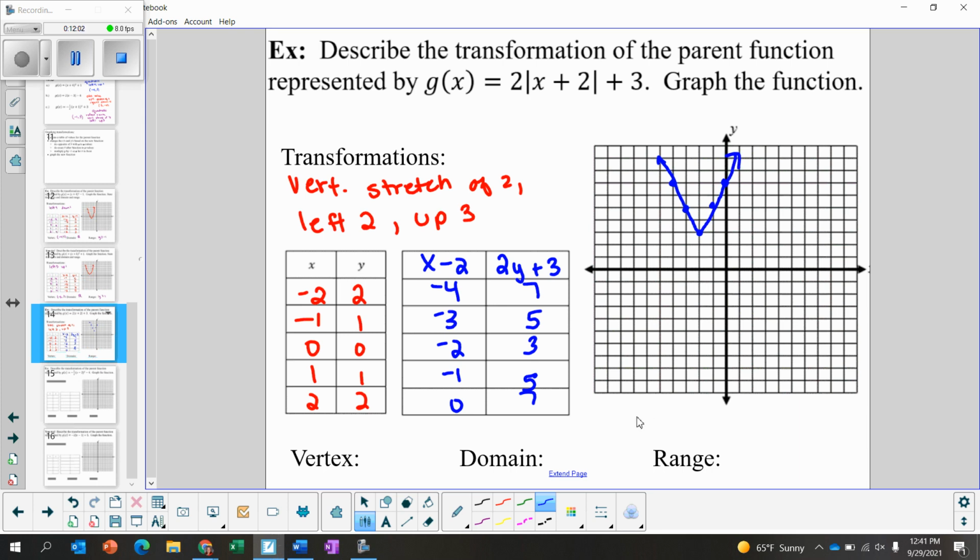All right, so that's my graph. My vertex, negative 2, positive 3. It's also always the middle one. So negative 2, 3. Domain we said is always all real numbers. And my range, my lowest point was a positive 3 here. So y is greater than or equal to 3.